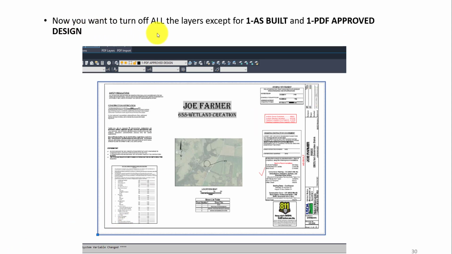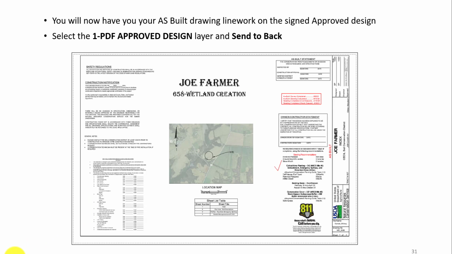Now you can turn off all the layers except for the one as-built and the one PDF approved design. And you'll notice here, all I'm showing in this picture is actually the PDF design and my as-built layer. So my as-built is showing here, and my PDF with the signed page. Everything else is off. The next step you want to do is go ahead and select the PDF and just send it to back. So you can right click, send to back.